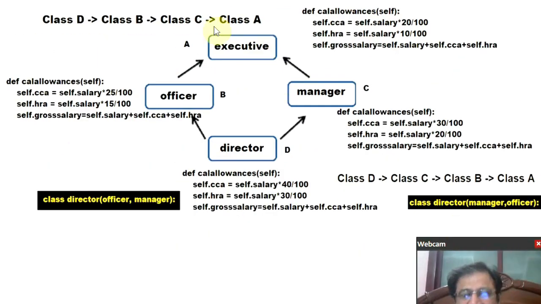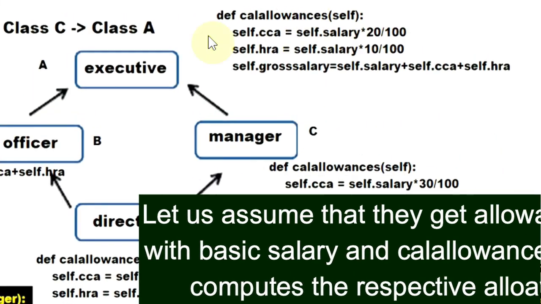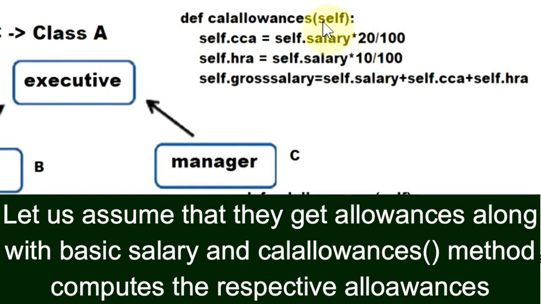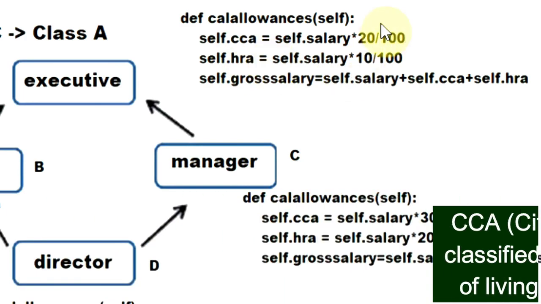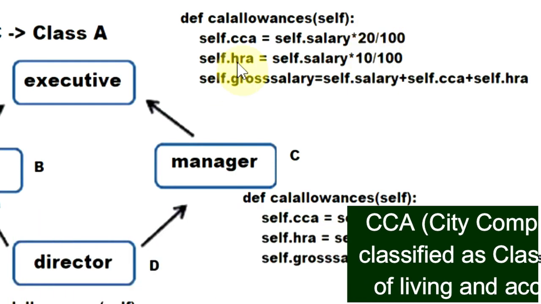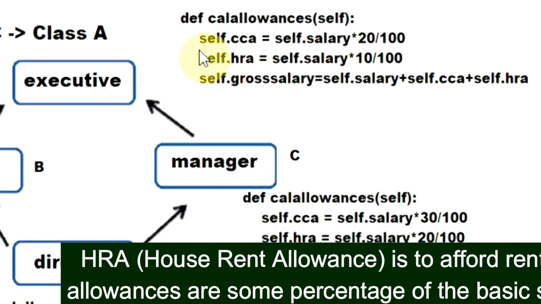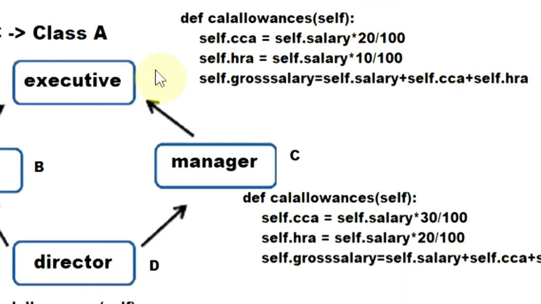Let us assume that there is a class Executive. It asks the user to enter code, name and salary, and it computes the allowances. There is a function calc allowances in the Executive class which calculates three things. One is CCA, city compensation allowance, and it is assumed to be 20% of the basic salary. It is a rough figure, right? HRA, house rent allowance. It is assumed to be 10% of the basic salary for the Executive class, class A, right? And there is a gross salary which is the sum of basic salary, CCA and HRA.